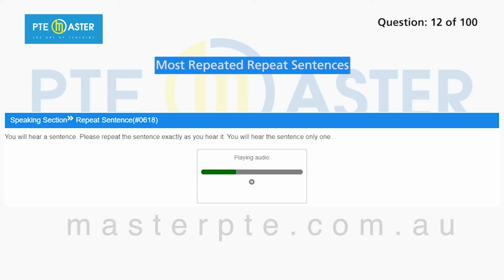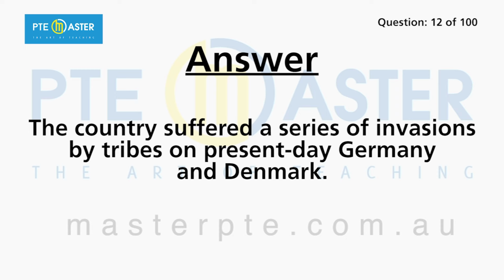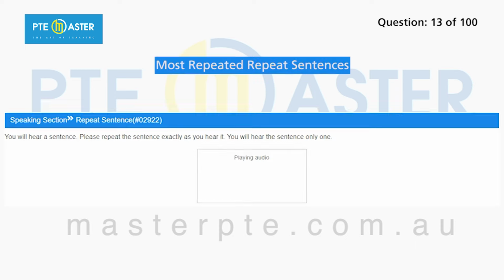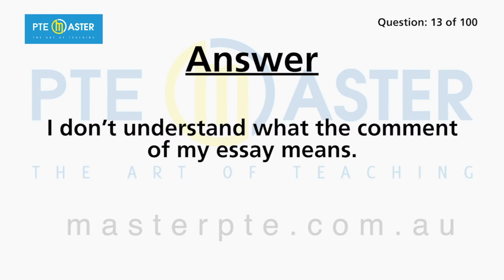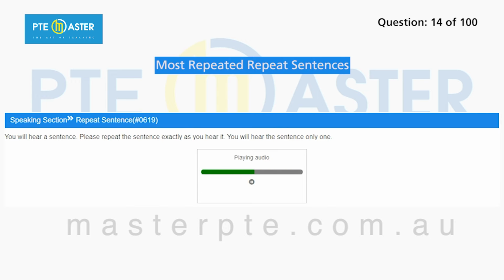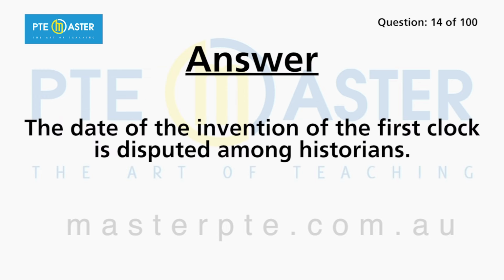The country suffered a series of invasions by tribes on present-day Germany and Denmark. I don't understand what the comment of my essay means. The date of the invention of the first clock is disputed among historians.